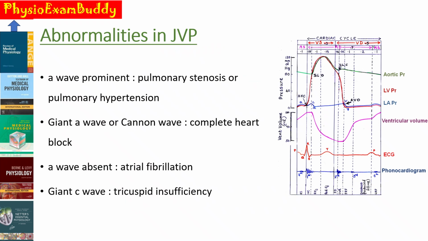Next, a few words about the abnormalities in the JVP, which can be asked as an MCQ as well as in practical viva questions. The A wave in JVP is prominent in conditions like pulmonary stenosis or pulmonary hypertension. And you can get a giant A wave or cannon waves in complete heart block. And this A wave will be absent in case of atrial fibrillation, and you will get a giant C wave in case of tricuspid insufficiency.